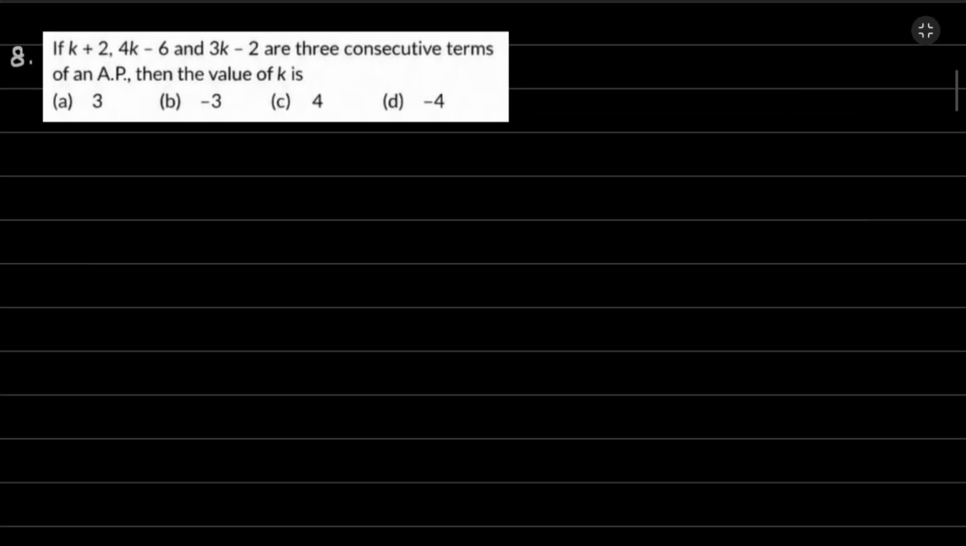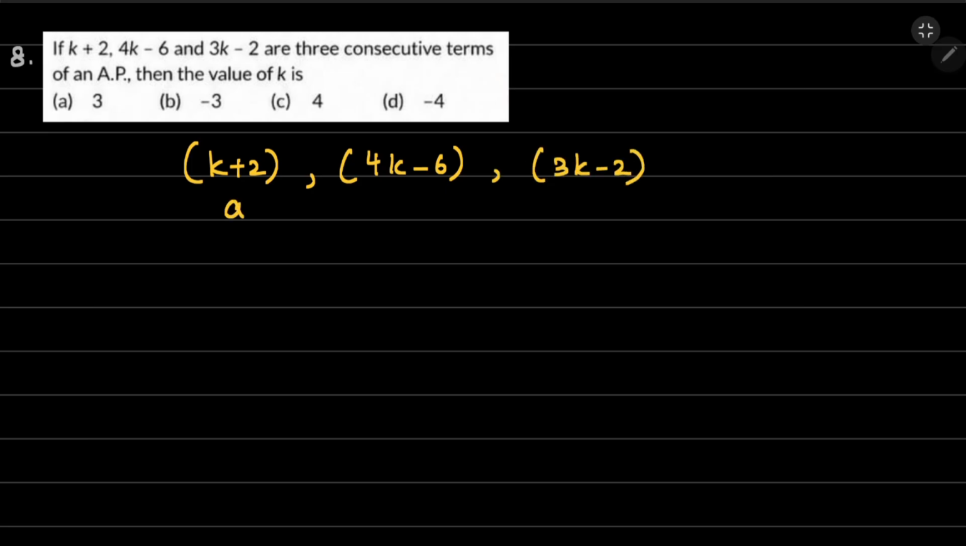Question number 8. If k plus 2, 4k minus 6 and 3k minus 2, if these three terms are three consecutive terms of an AP, then find the value of k. Again, very, very easy. You have your first term as k plus 2. The second term is 4k minus 6. And the third term is 3k minus 2. So this is your A1, A2, A3.